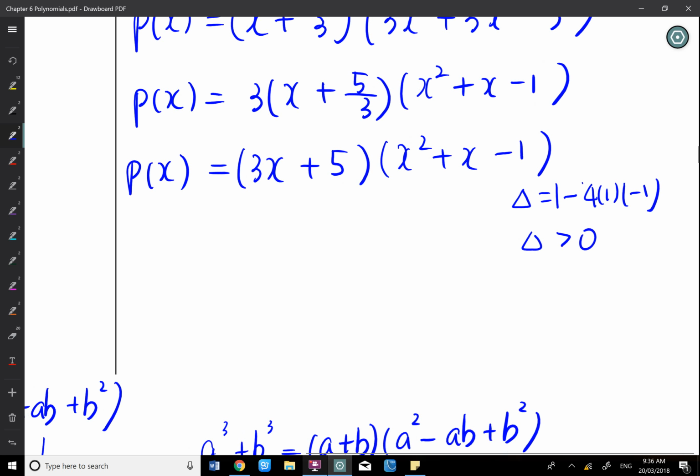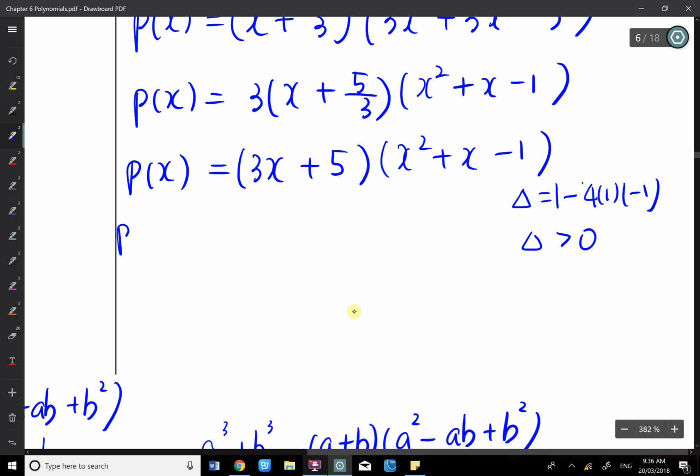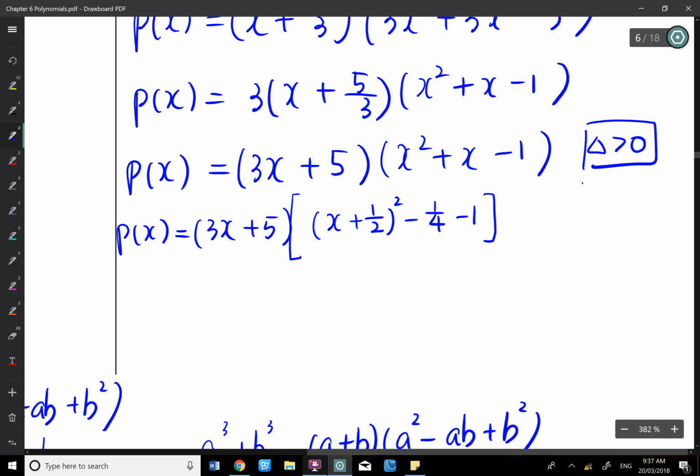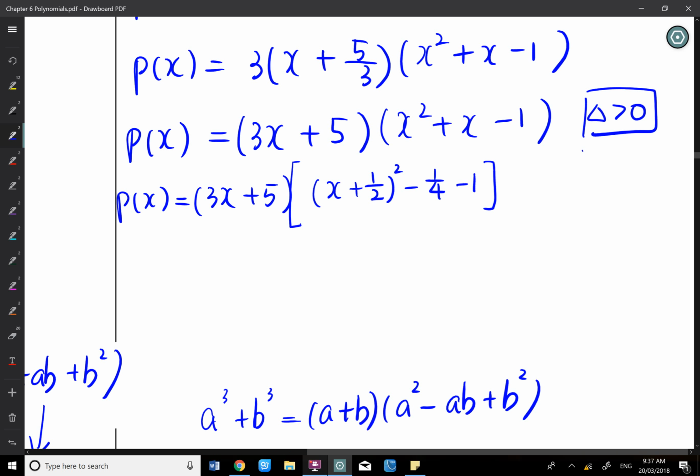So how should we factorize a quadratic? Complete the square, thank you. So we need to complete the square. Put in the bracket. What we have is (x plus a half) squared minus a quarter and then -1. Okay, skip one step. Plus half of the square and minus half of the square.